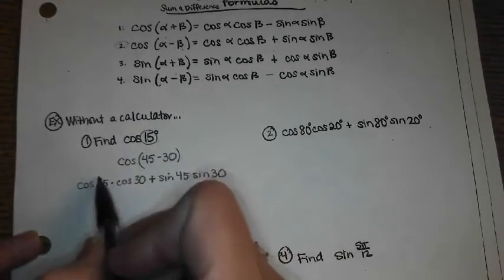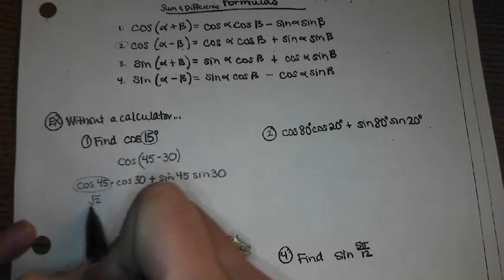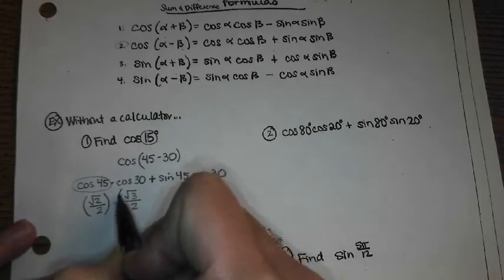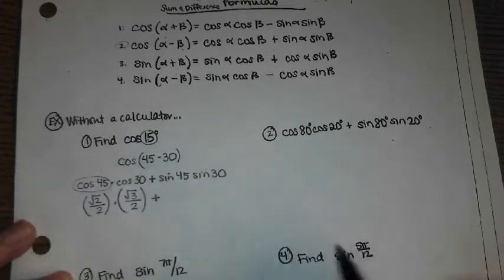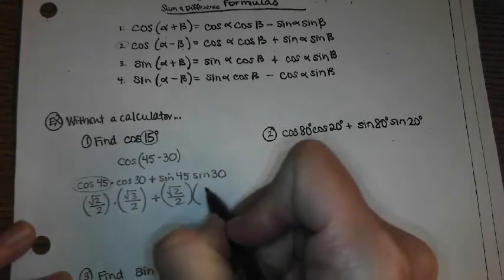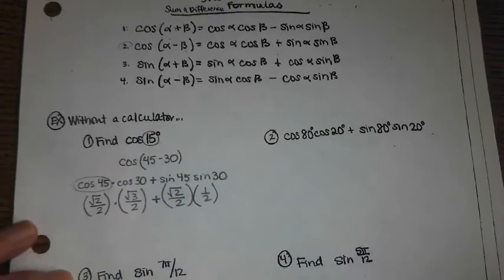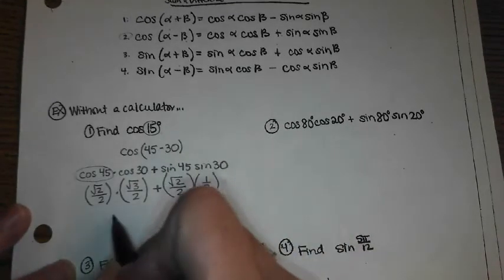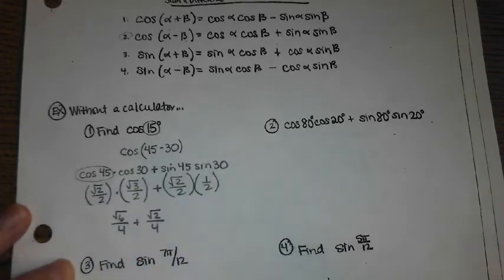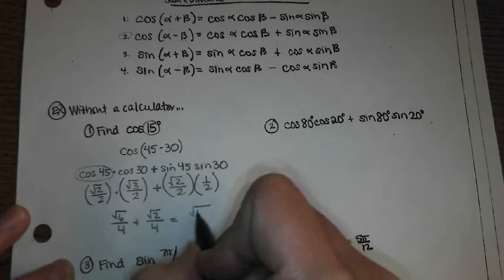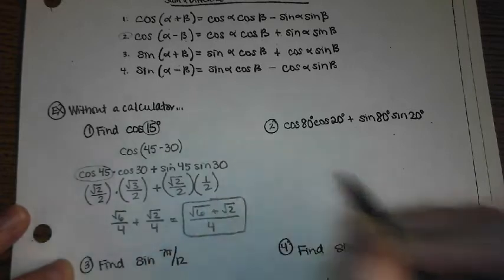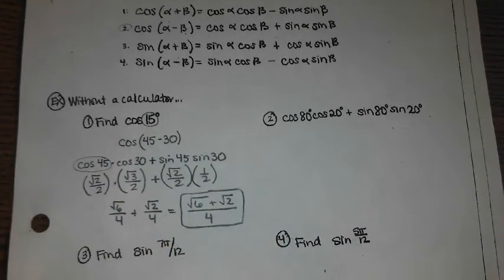And then using our values, we will make that root 2 over 2. Cosine of 30 is root 3 over 2, plus sine of 45, root 2 over 2. And the sine of 30, 1/2. So you can see even more so why those memorized values are critical. So we get root 6 over 4 plus root 2 over 4. We already have a common denominator, so we can just bring these two fractions together, and that's the exact value of the cosine of 15.